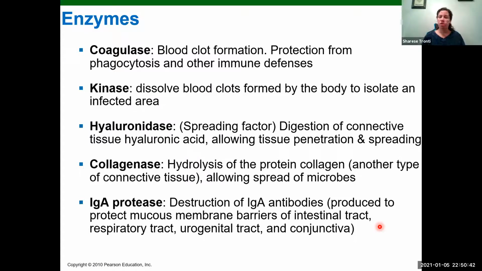And lastly, IgA protease. IgA is an antibody that the body produces, particularly in mucous membranes, which we know is an area where microbes most commonly enter. So what those microbes will do in that area is produce IgA protease, which will break down those antibodies. Without those antibodies, the immune system will not be alerted to the invasion of a microbe, and so the microbe can go undetected.